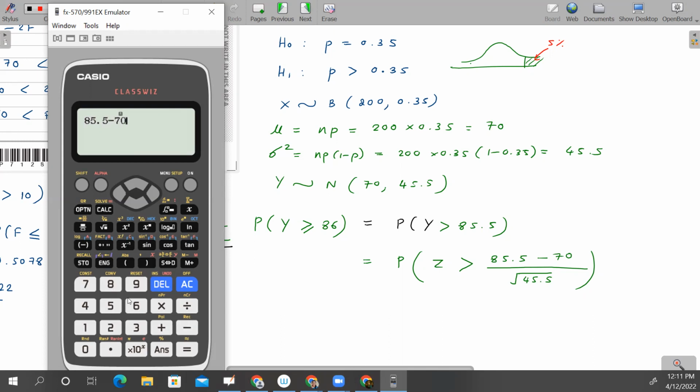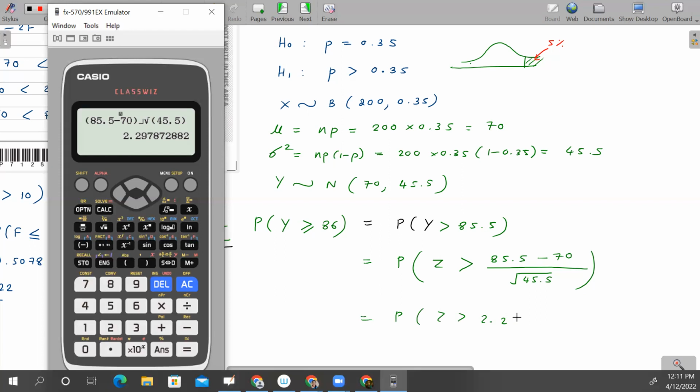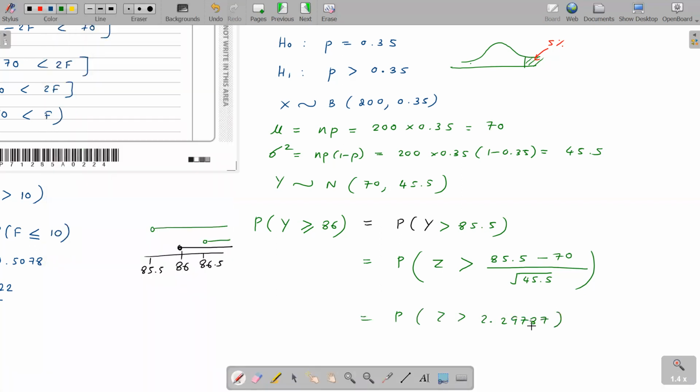85.5 minus 70, divide by square root of 45.5. Are you with me? So we'll get the value 2.29787. Okay, so we get 2.29787 and then we'll get the probability from the calculator.